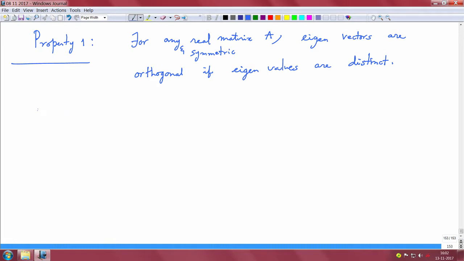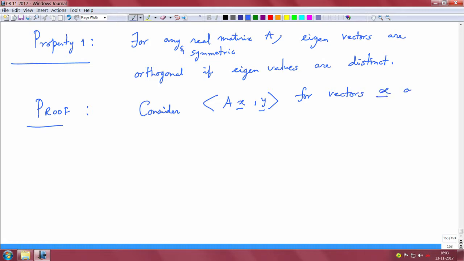Okay. So let us start with the proof. Consider the inner product of Ax with y, for vectors x and y that are eigenvectors.